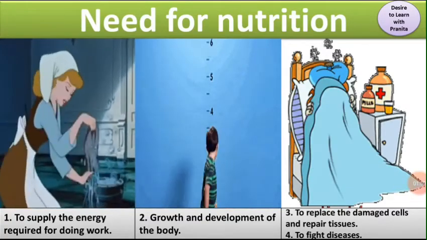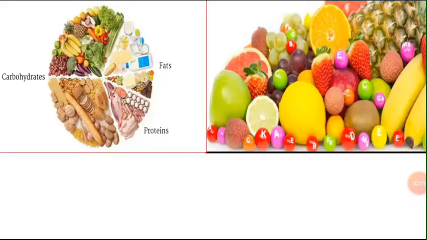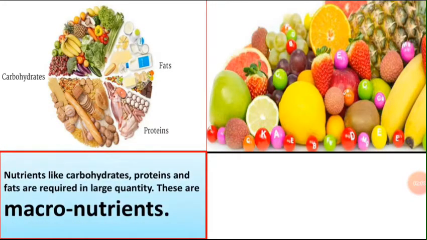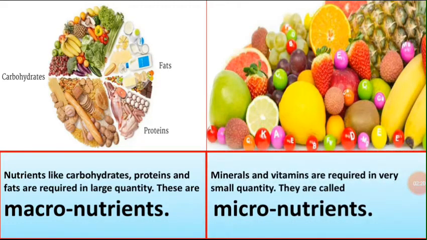The next topic will be macronutrients and micronutrients. In this picture, the first is macronutrients. In this, nutrients like carbohydrates, proteins and fats are required in large quantity. These are called macronutrients. Macro means large. The three things which are largely required are carbohydrate, fat and protein.